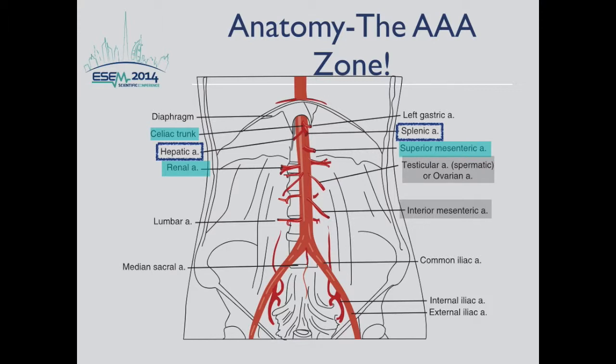It's important to look for the abdominal aorta in the most common area, which is known as the AAA zone, which is the infrarenal. More than 95% of abdominal aortic aneurysms are infrarenal.